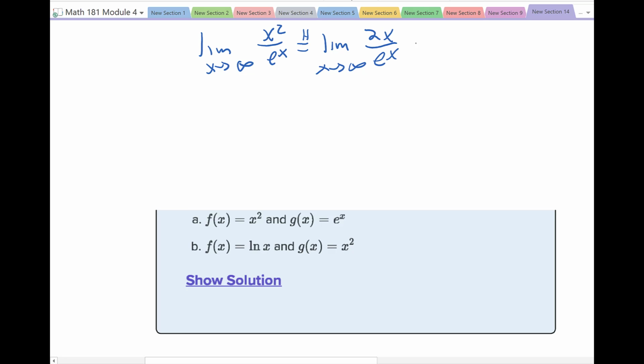So again, we have an infinity over infinity situation, so we can apply L'Hopital's rule again. We have the limit as x goes to infinity of 2 over e to the x. And now if we apply that limit, we'd have 2 over infinity, which is 0. So that means that e to the x grows faster.